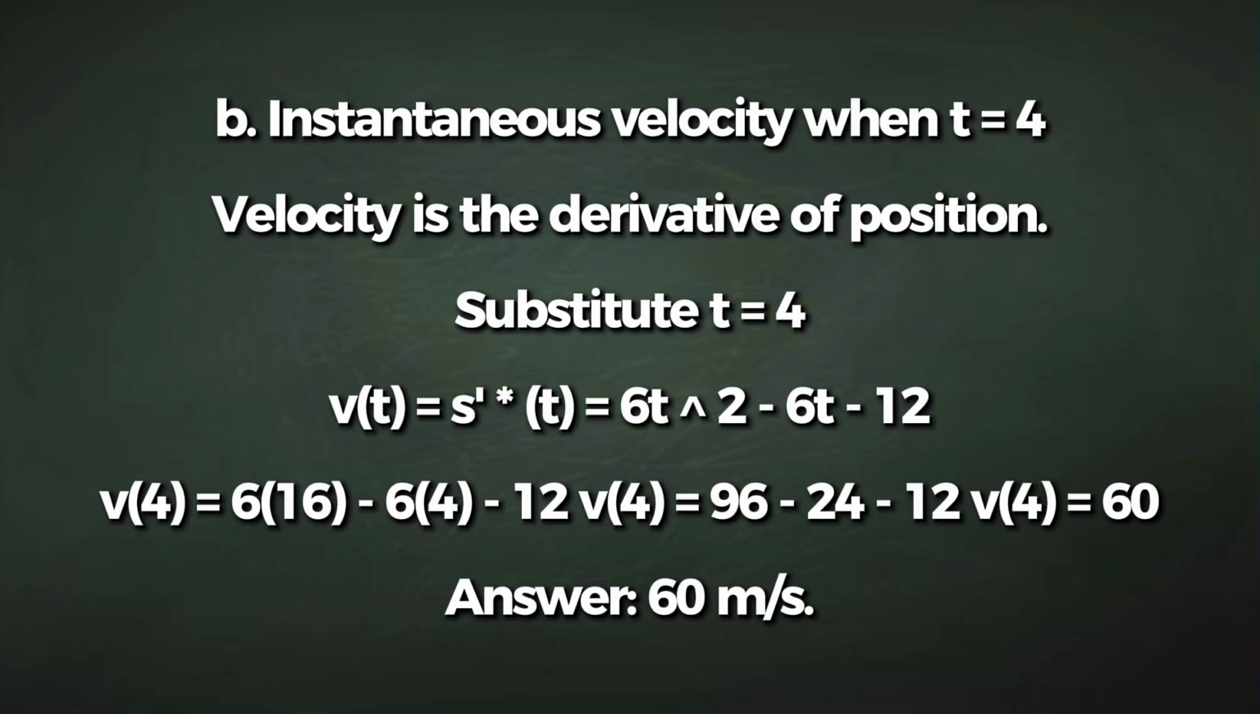our equation. So now we'll have 6 times 4 squared minus 6 times 4 minus 12. Simplify everything. Now we'll have 96 minus 24 minus 12. Simplify again, we'll get 60. The instantaneous velocity when t is equal to 4 is 60 meters per second.